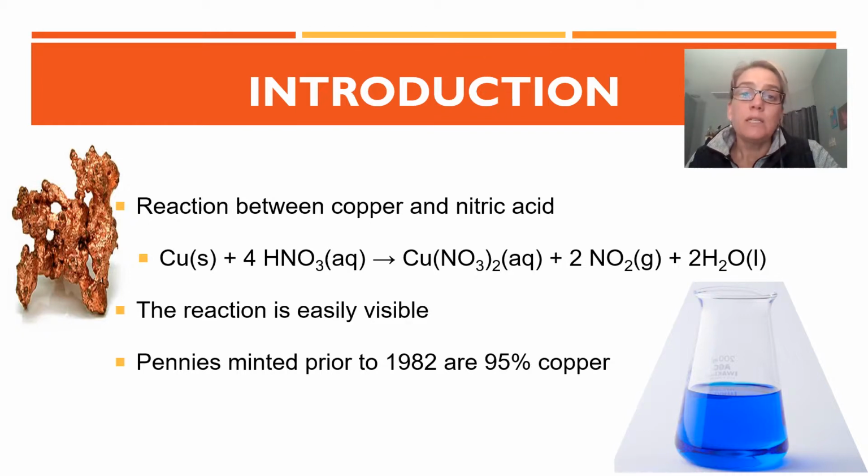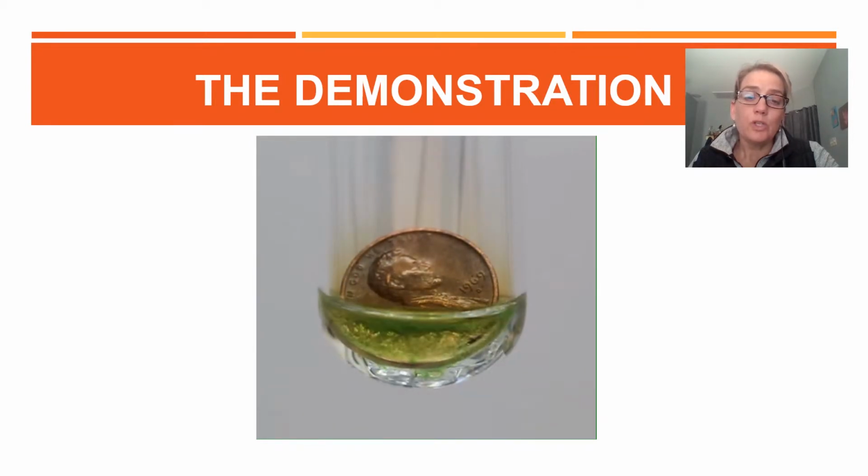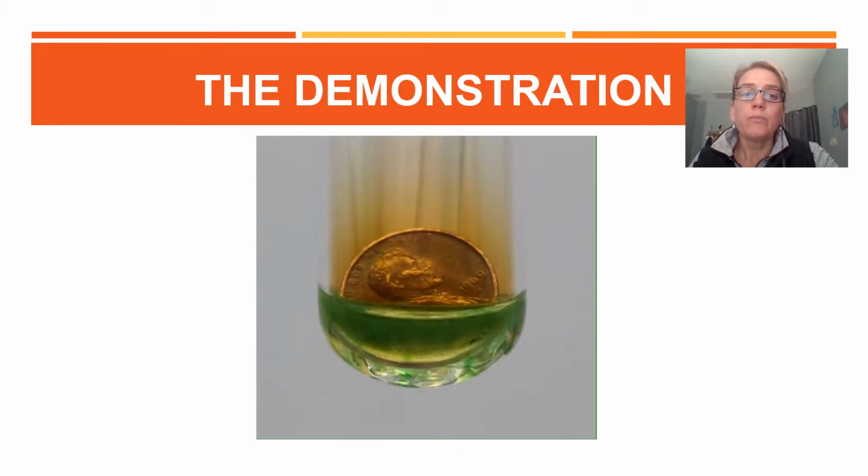Pennies minted after 1982 are comprised of mainly zinc and not copper. Therefore, they will not react with nitric acid. However, pennies that were minted before 1982 are comprised of 95% copper, and that's why they must be used. The following video will show the reaction occurring.